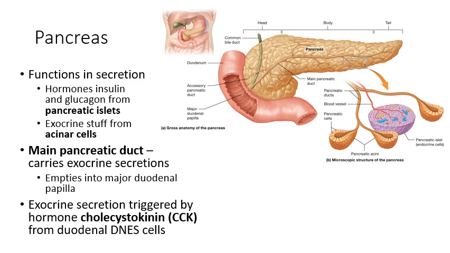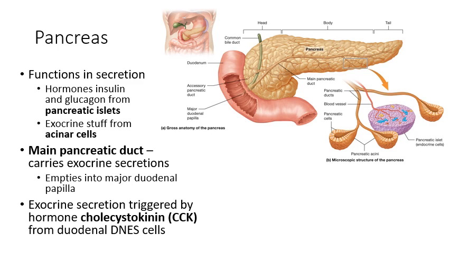So those hormones are released by cells that are found in little clusters called pancreatic islets. Then you also have acinar cells in the pancreas that are producing the exocrine secretions, or the digestive enzymes. And it's those exocrine secretions that are secreted into the small intestine through the major duodenal papilla.